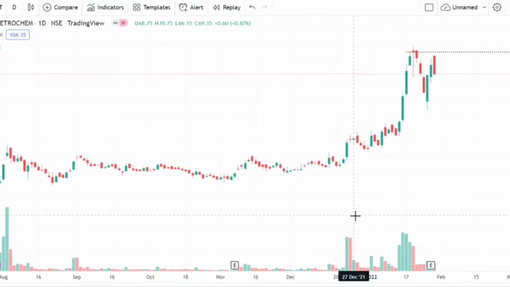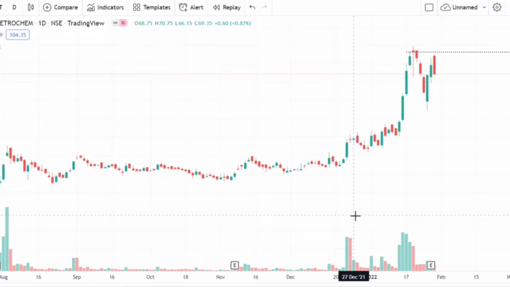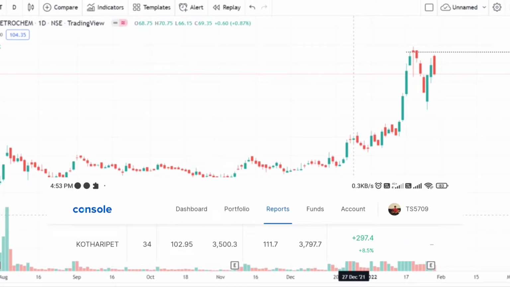So guys, this is the stock where I have taken a trade. The name of the stock is Kothari Petrochemical, and if you could see the screenshot, I have bought at an average of 102.99 and I had taken a quantity of 34. So I have sold at an average of 111.7, which gave me a profit of almost 300 rupees in 3 days, right?